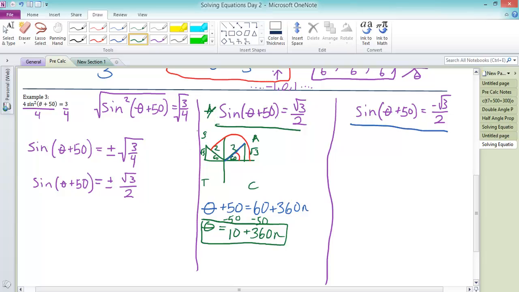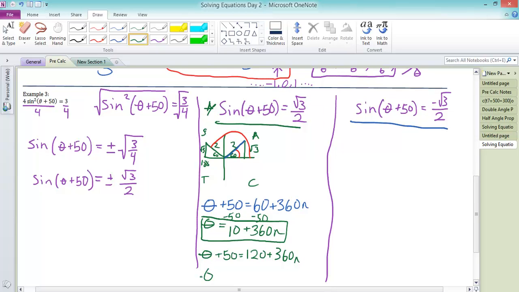Okay, my next one is going to be this guy, which earlier we said was 210 because that was 180 minus 60, which is 120. I'm sorry, I misspoke. So theta plus 50 is equal to 120 plus 360n, and we subtract over 50, and I get theta is equal to, let me look at my notes, 70. Yep, theta is equal to 70 plus 360n. And this is my second general solution.